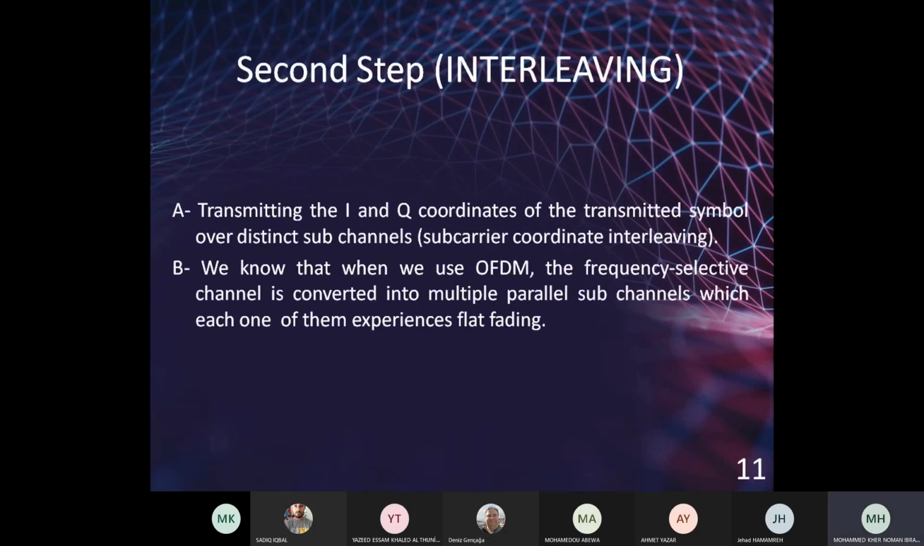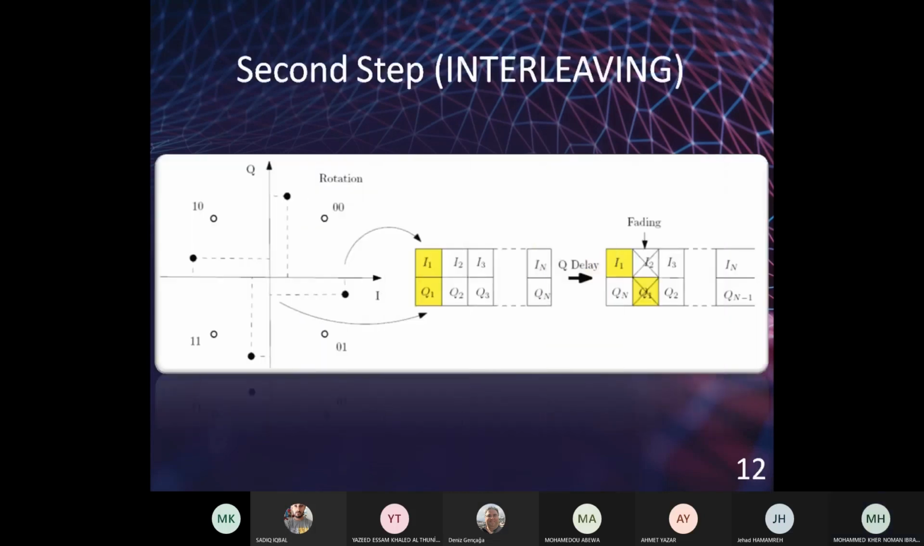The second step is the interleaving, in order to destroy the correlation between the I component and the Q component, which will make the I and Q channels independent. Therefore, the received data can be recovered, even though one of the components suffers from deep fading, still the other component will come out stable. In other words, I want to explain this by this figure.